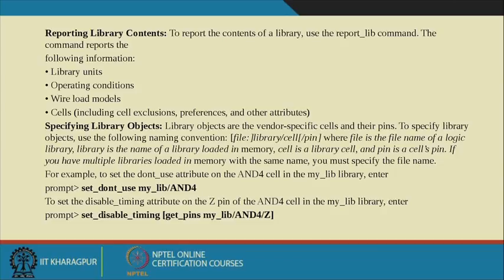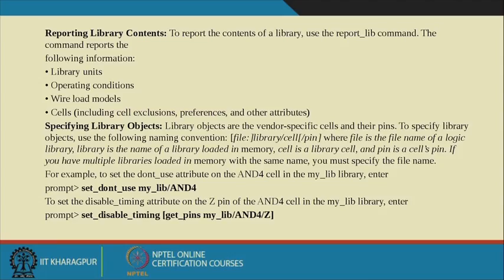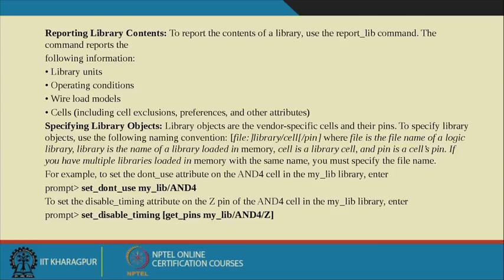Then in some cases it may happen that for one of the paths you don't want to use it, or you don't want to optimize it, that means design compiler should not touch it at all. At that time you can write this command: set_disable_timing, then get_pins mylib/and4/z. So what it will do is set this disable_timing attribute on the and4 cell z pin. Okay. So it will disable the timing information for that particular pin, as I have already mentioned through this command.